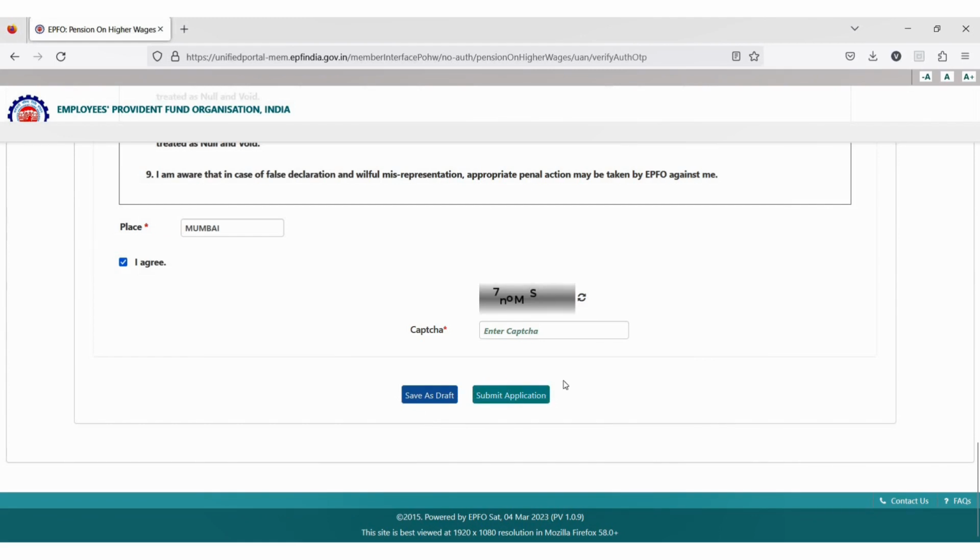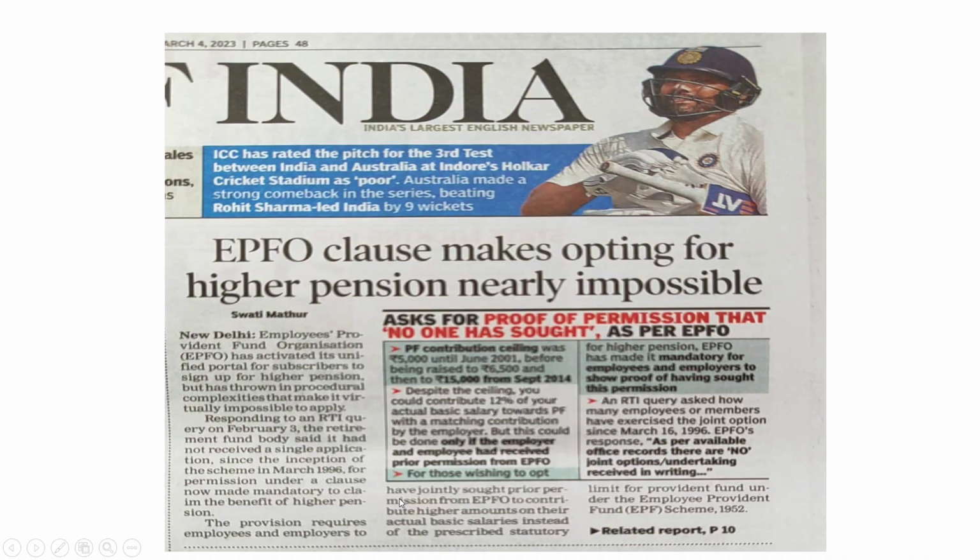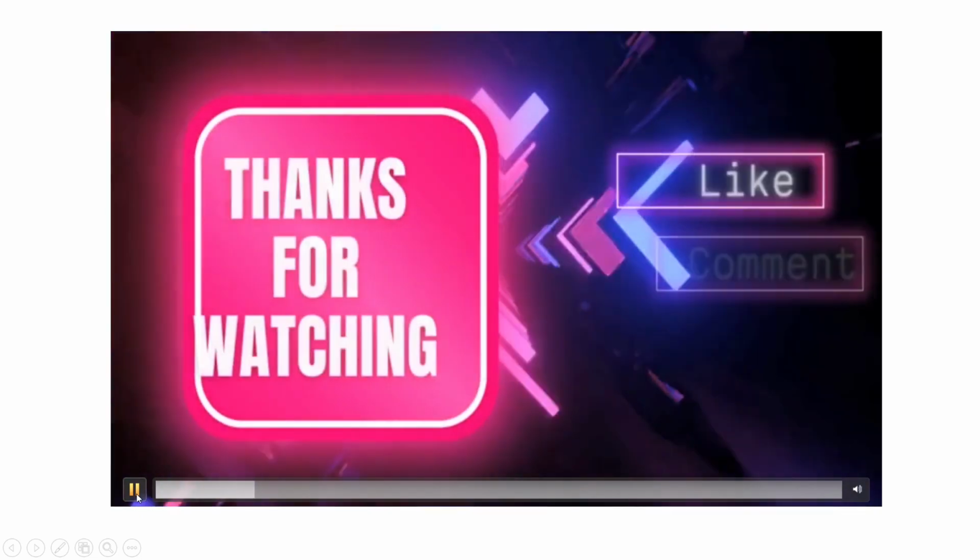You may be aware the Times of India had reported on 4th March 2023, as you can see on the screen, that for an RTI query, the EPFO had replied that no one has sought permission under para 26(6) of the EPF scheme as per their records. However, in the above online application form, the EPFO is insisting on attaching a copy of the said form. Watch out for my next video, wherein I will discuss the above matter in detail along with the past circulars issued by the EPFO and look for a couple of alternatives in the absence of form 26(6). However, the final decision will rest with the EPFO.